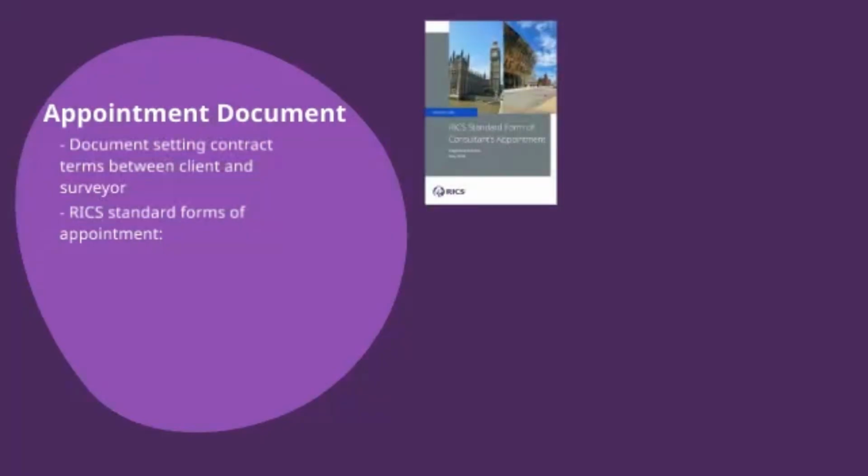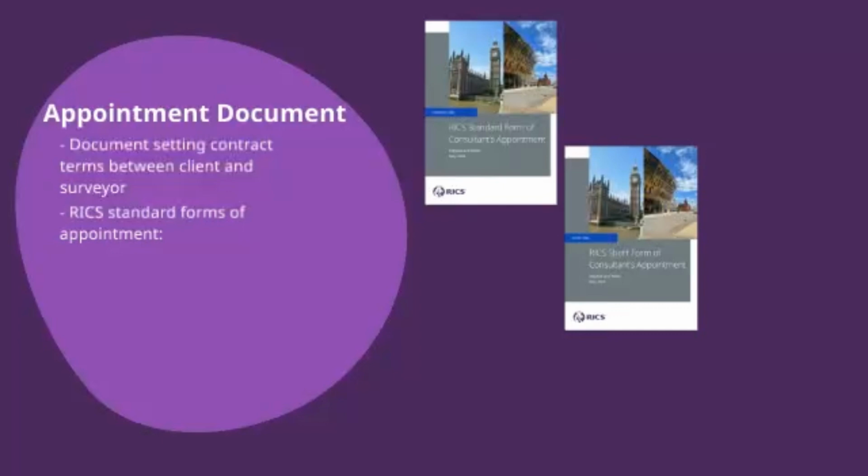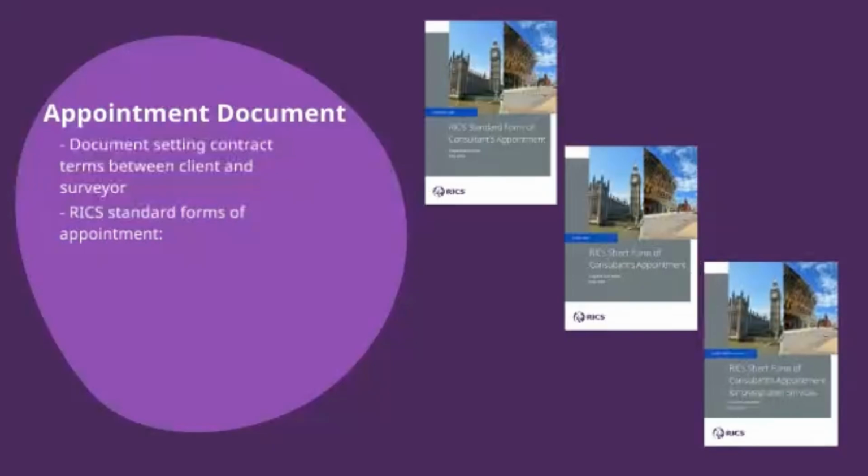Appointment document. RICS members are obliged to record the terms of their appointments in writing, so an appointment document is typically used for clients and surveyors to enter into contract with one another. The RICS provides standard forms of appointment, which sets out key definitions and contractual terms for different kinds of projects. The standard form of consultant's appointment is more detailed, intended to be used for normal, complex, medium or large service appointments, whilst the short form is for less complex, smaller projects. There is also the short form for designated services, where specialist surveying services are required.